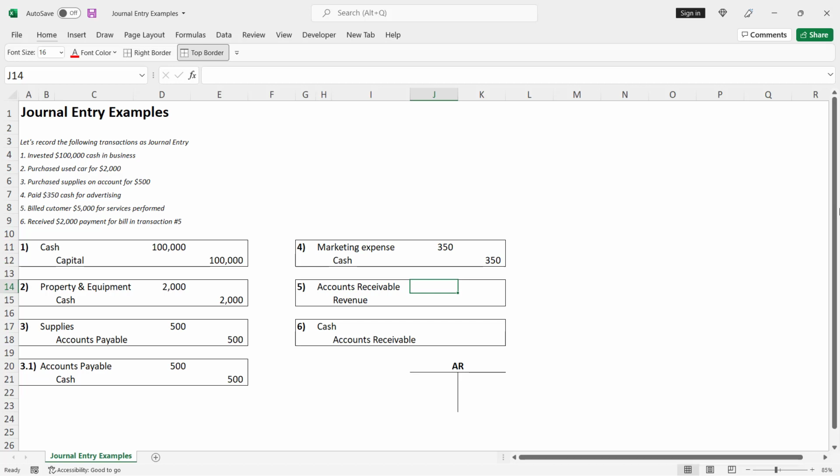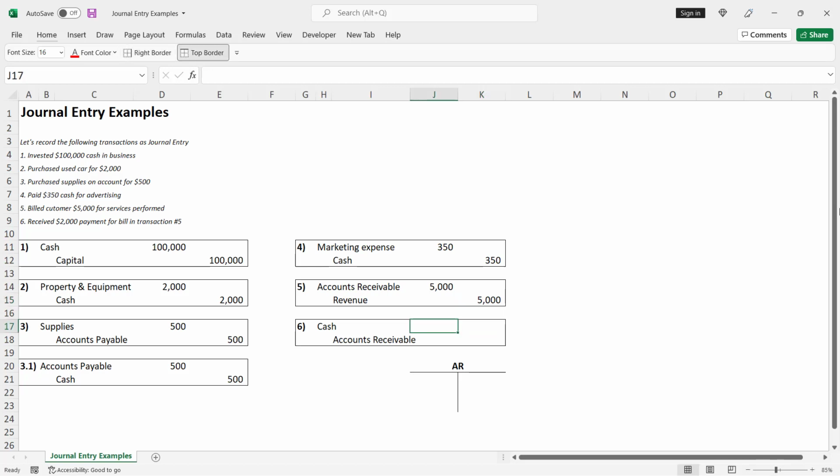So accounts receivable will go up by $5,000. And to balance this transaction out, we have equity in the form of revenue for the services delivered to the customer. So the service revenue will be credited for $5,000.